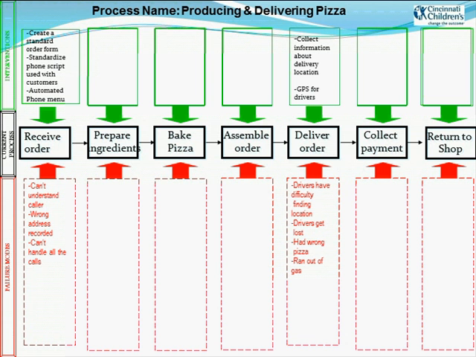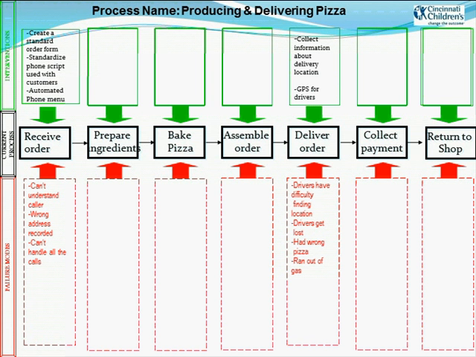Sometimes we had the wrong order and the wrong pizza, and many times they ran out of gas. So when we talked about solutions for these failures, the interventions that we came up with were for receiving the order. We're thinking about how we could create a standardized order form, standardized phone scripts used with the customers, and an automated phone menu. When we thought about how we could look at improving the delivery order process, we thought about collecting information about the delivery location and GPSs for our drivers.